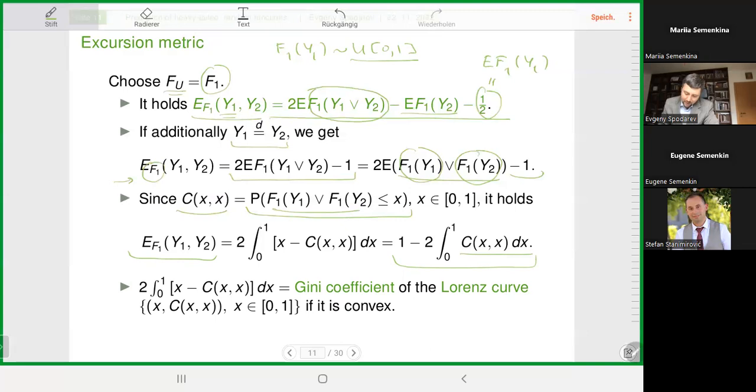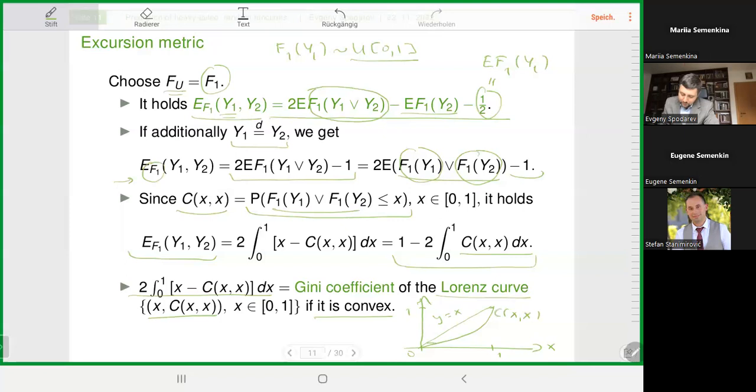And if we assume that this is a Lorentz curve, for instance, if it is convex, then indeed this particular quantity is the Gini coefficient. Let me just give you a short illustration. So this will be the diagonal of our copula. This is 0, this is 1. And this is the linear function y equals x. So this is x, this is C of x, x.